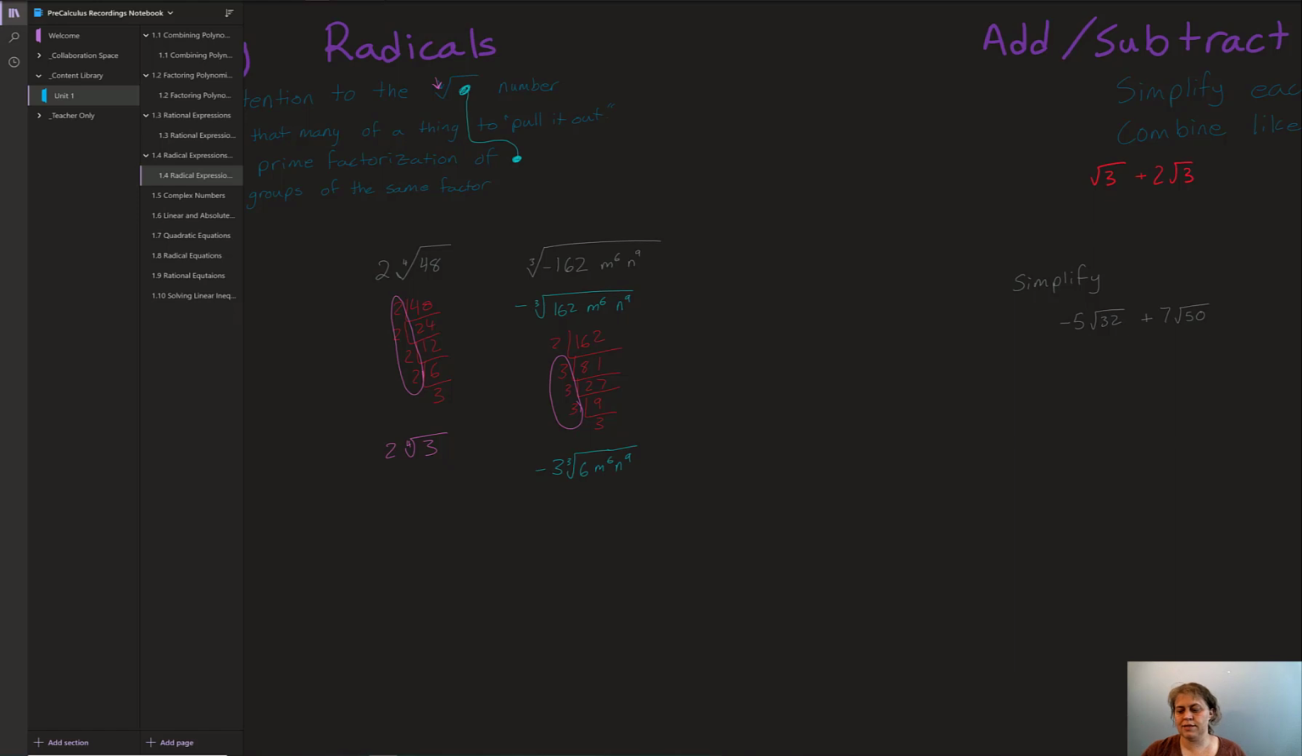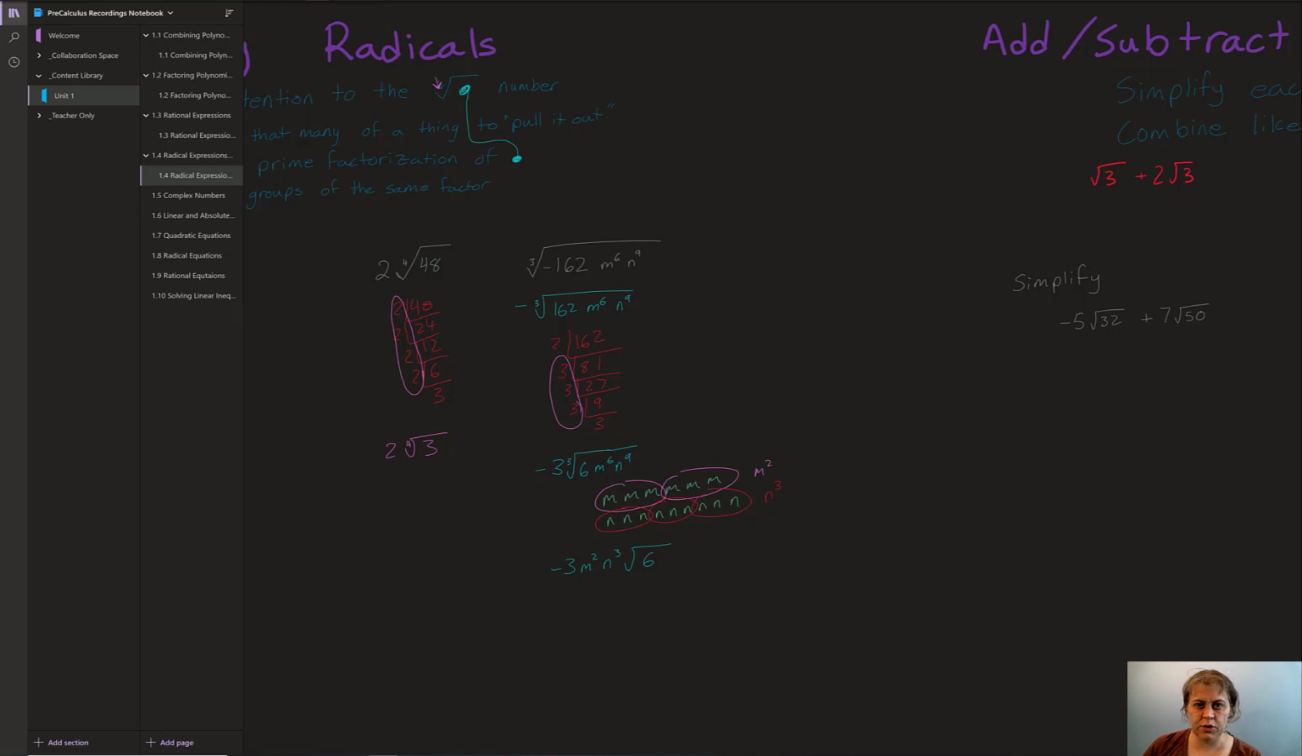Okay, so this bit I'm actually going to list them out. 1, 2, 3, 4, 5, 6. 1, 2, 3, 4, 5, 6, 7, 8, 9. And groups of 3. 1 group of 3, 2 groups of 3. So that's going to become m squared. And then a group of 3, a group of 3, a group of 3. So this is n cubed. So I'm going to have negative 3m squared n cubed cube root of 6.